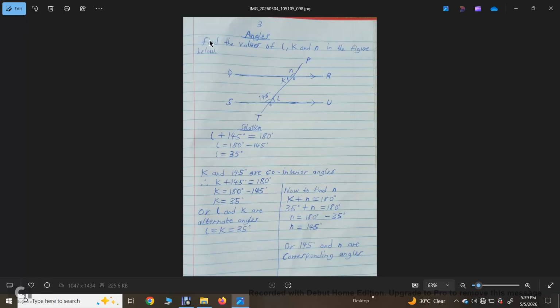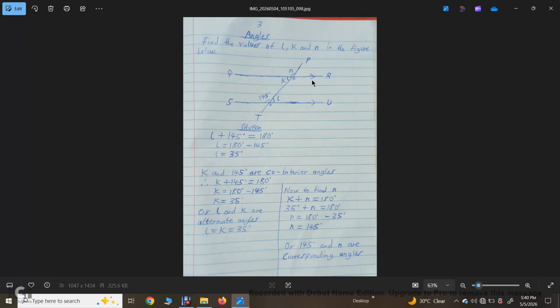Now, this is a question. Find the values of L, K, and N in the figure below. This is the figure. What you have to note in this figure is that line QR and line SU are parallel lines. This thing means they are parallel lines.